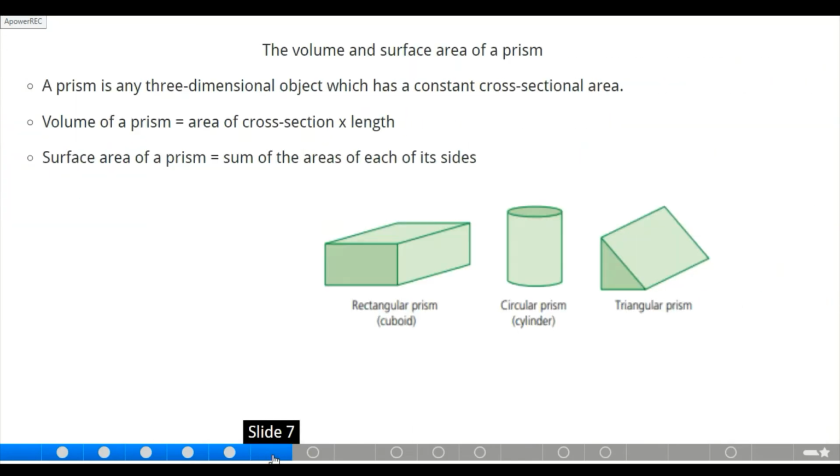Okay, now let's look at another one that we have here. We have the volume and the surface area of a prism.